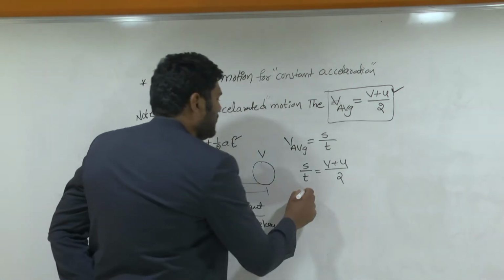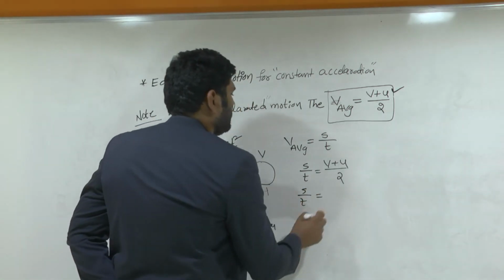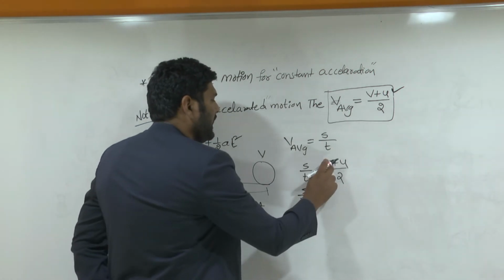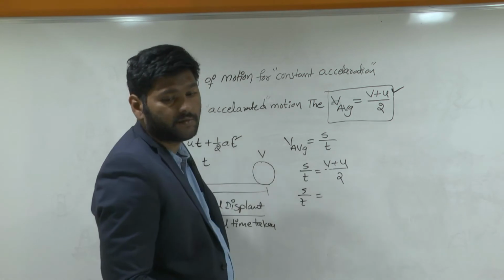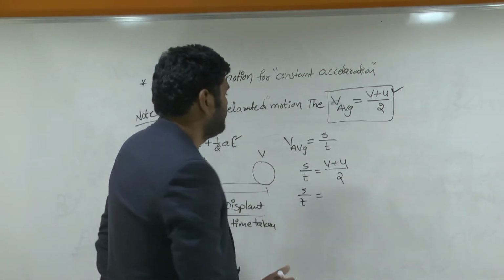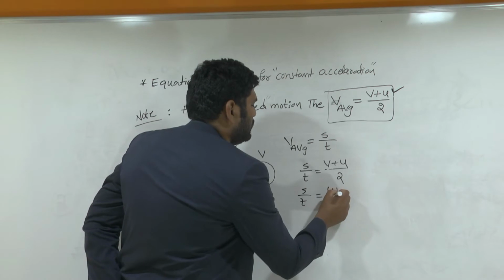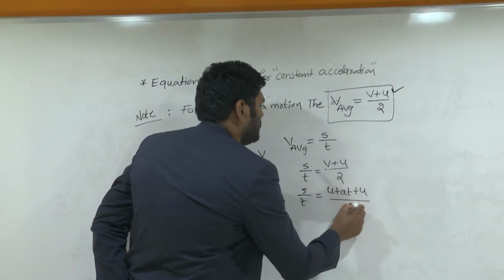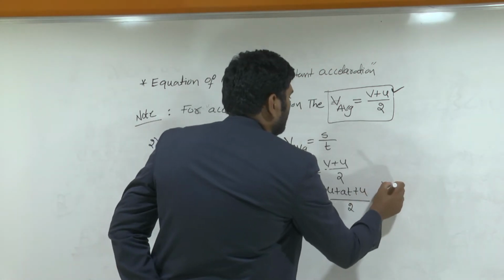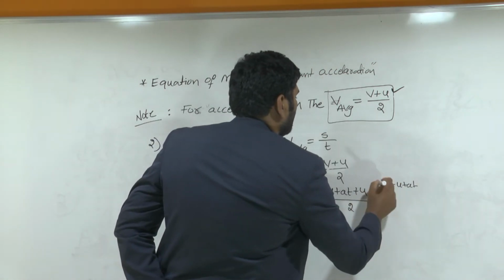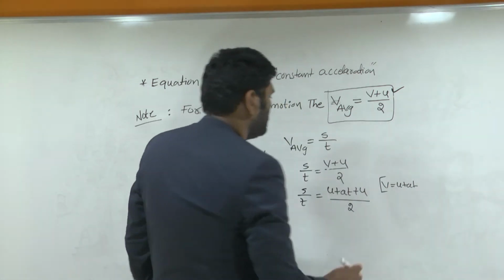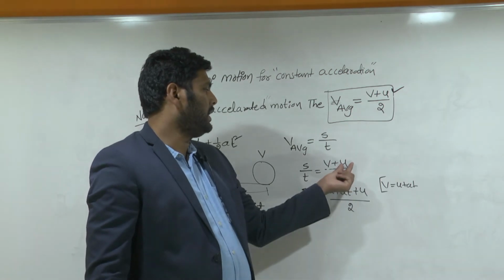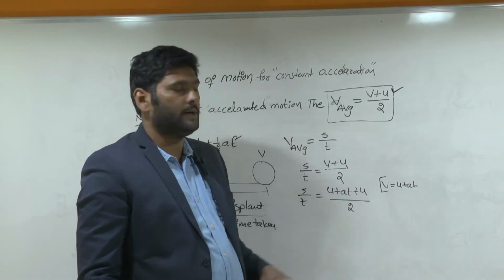Now from here, s by t is equal to, from the first equation of motion, tell me what is v from the first equation of motion? v you can write as u plus at, plus u, by 2. So v is equal to u plus at. From the first equation of motion, I can write v as u plus at. The remaining u is here, by 2 is here.